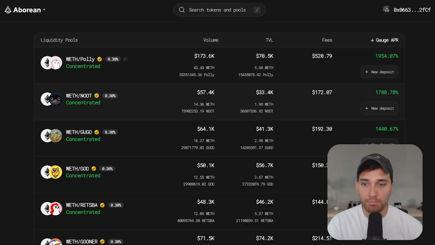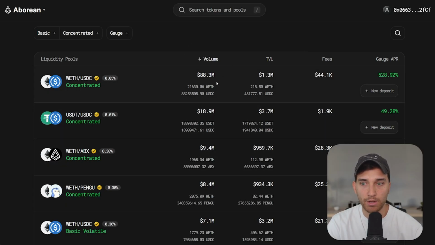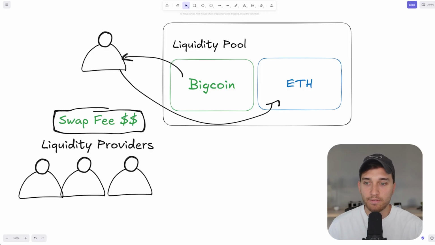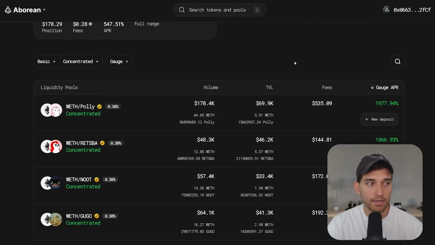Let's say, for example, Poly, Newt, Gugo, some of the meme coins on Abstract. If we instead choose to filter by popularity in terms of volume here, you can see the pools like wrapped ETH to USDC, still very high for traditional DeFi standards with 500% APR. If you don't already know what this APR means, it's essentially the expected yield that you're going to get if you deposit liquidity into these liquidity pools here.